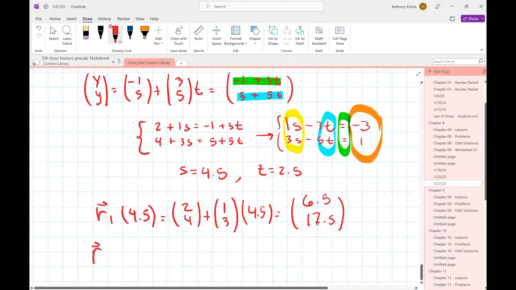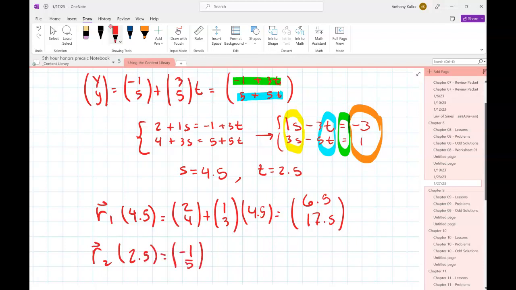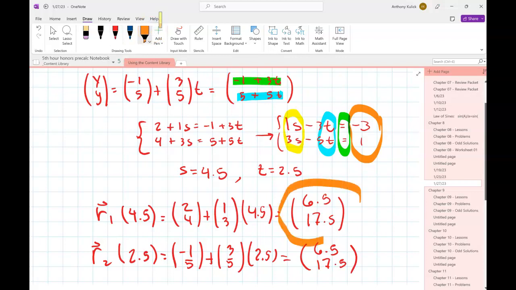Or if I had tried to do R2 of 2.5, that was negative 1.5 plus 3.5 and then multiplied by 2.5. So 3 times 2.5 is 7.5 plus negative 1 is 6.5. That's a good sign. 5 times 2.5 is 12.5 plus 5 more is 17.5. So this guy is my solution.